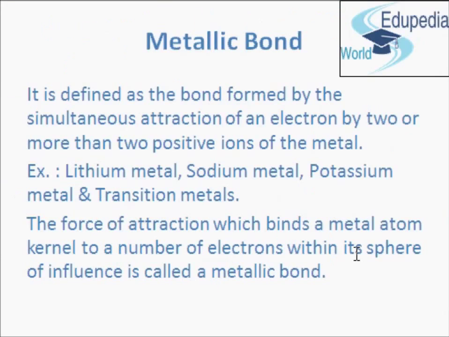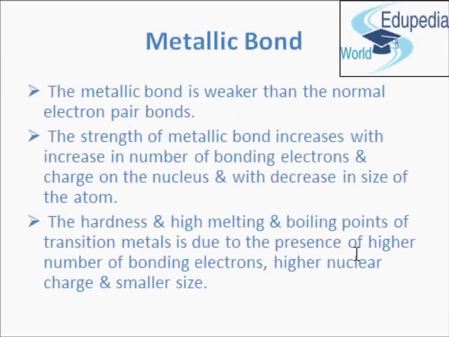Now, these are the main points. The metallic bond is weaker than the normal electron pair bonds. And about the strength of metallic bond: the strength of metallic bond increases with increase in number of bonding electrons and charge on the nucleus, and with decrease in size of atom. We have already discussed these points.